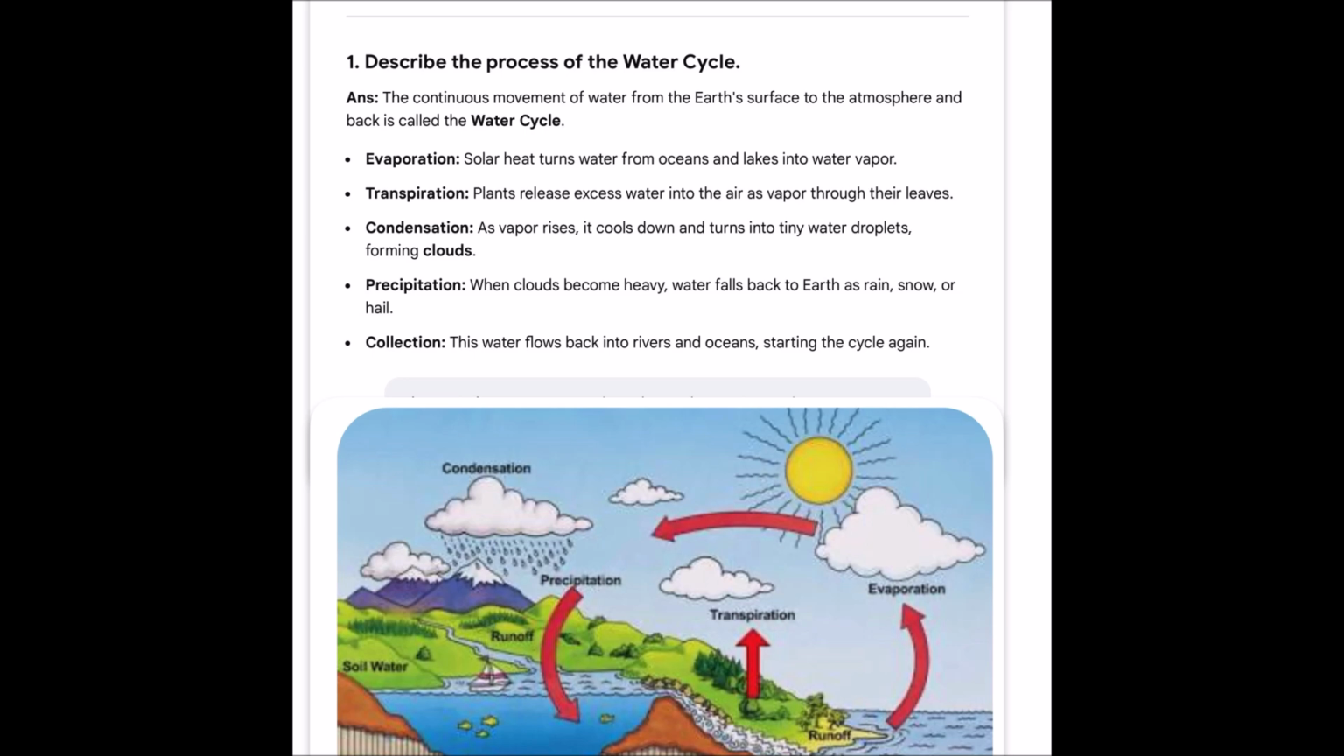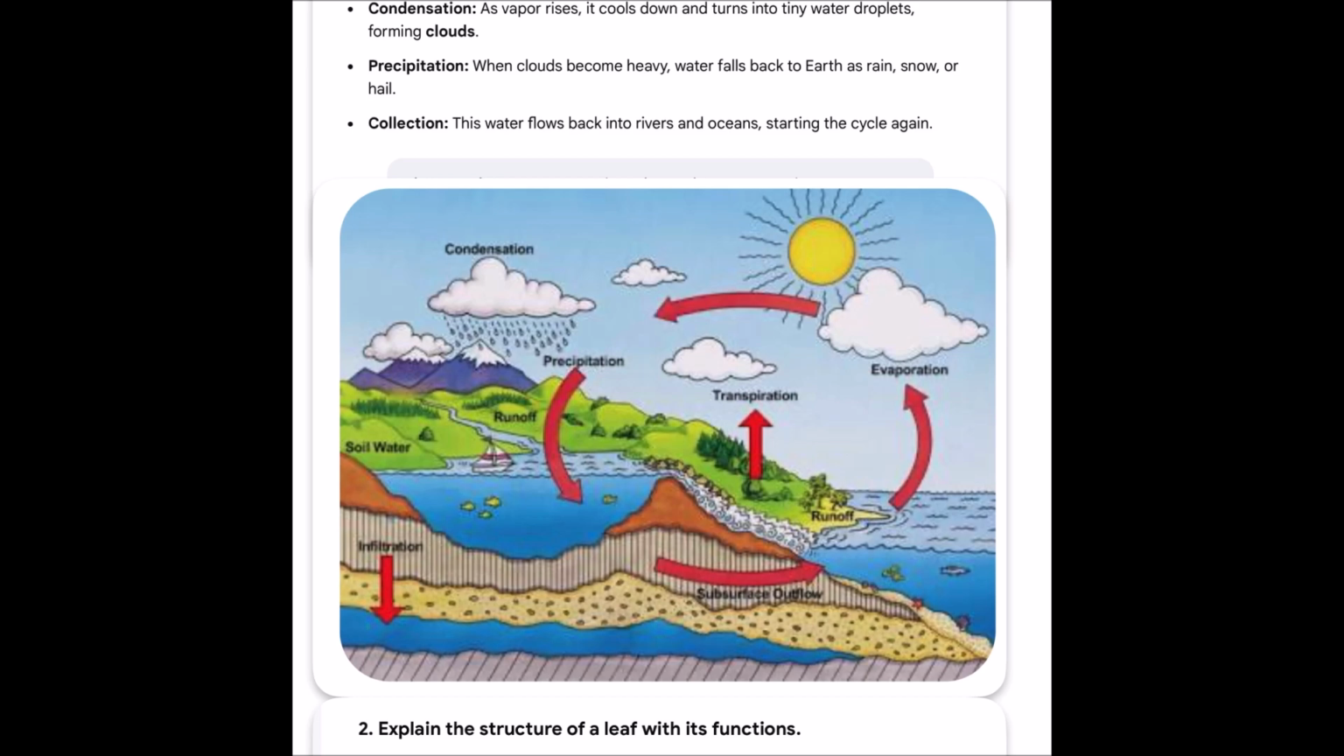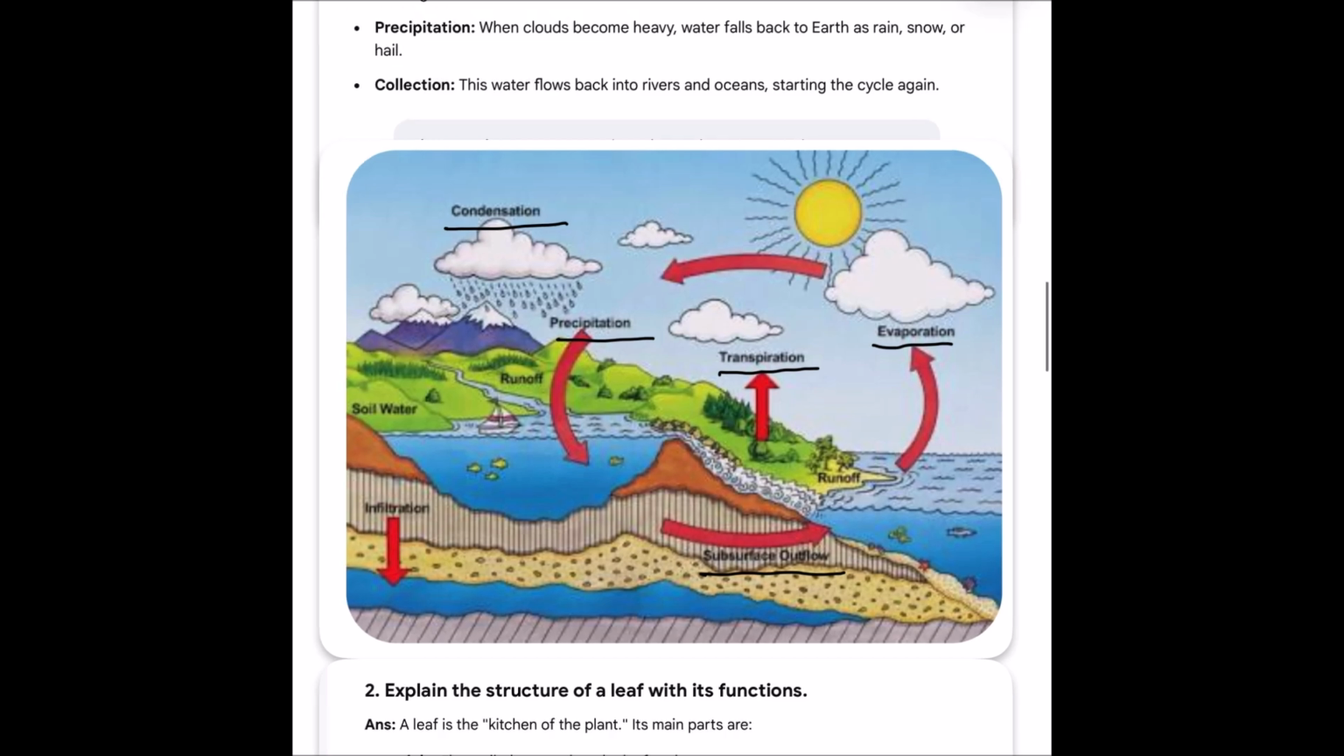So the water goes up in the atmosphere and then comes back again as water and collects in ocean and rivers. After this description, you can draw the picture of water cycle where you can draw mountains, ocean, rivers and show the clouds up in the atmosphere and the rain, and you can mark different processes like evaporation, transpiration, condensation, precipitation and collection or sublimation of water. So this completes the first long answer type question on water cycle.